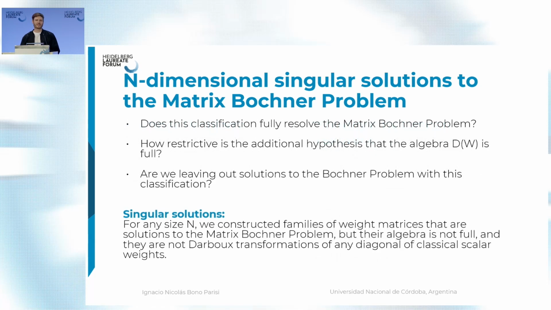However, this result does not fully solve the problem, does not complete the classification, as there are many examples that do not fit within it. Together with my supervisor, we constructed examples of all sizes that are solutions to the matrix-Bochner problem, but they are not found in the initial characterization. We call them the singular examples of the matrix-Bochner problem, and we strongly believe that these new solutions could contribute to a better understanding of the general classification. So if you are interested, we can talk later. Thank you so much.